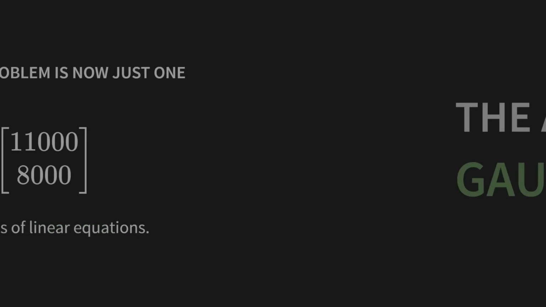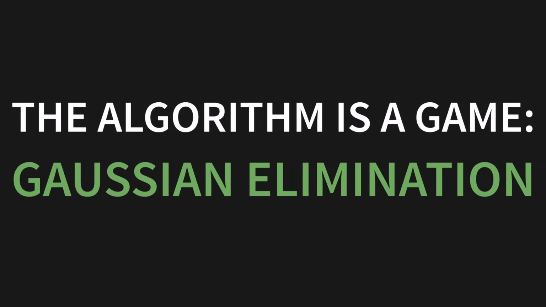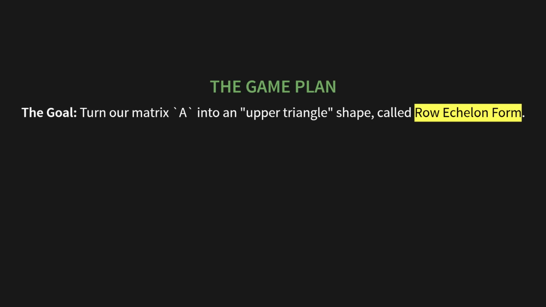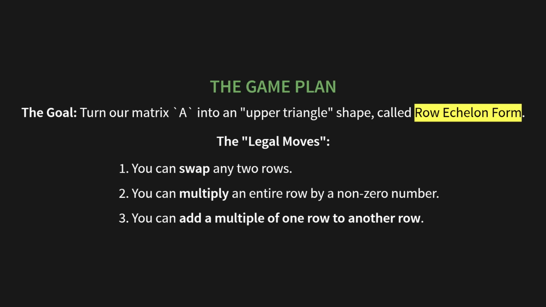So how do we solve it? The algorithm is a game. It's called Gaussian elimination. Here's the game plan. The goal: turn our matrix A into an upper triangle shape. This is called row echelon form. And the legal moves? There are only 3.